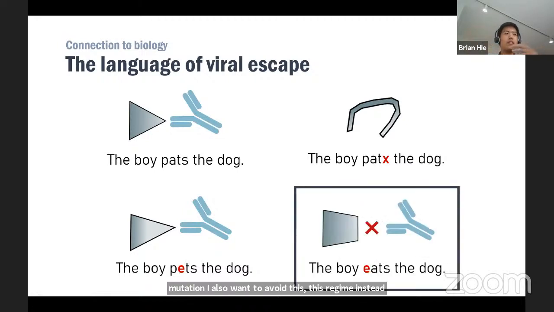Instead, I want to preserve my ability to infect cells, but I want to substantially alter my surface protein so that I can escape from this antibody pressure. So this is how we're thinking about viral escape: preserving a degree of acceptability or viability or grammaticality, but also being substantially altered in some way, or substantial semantic change.